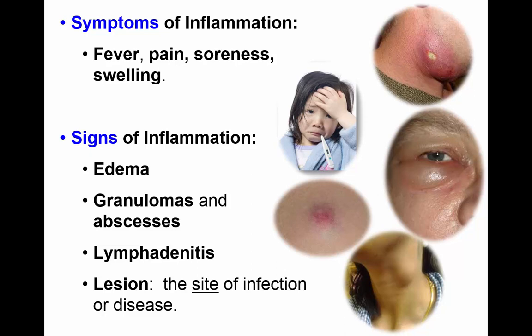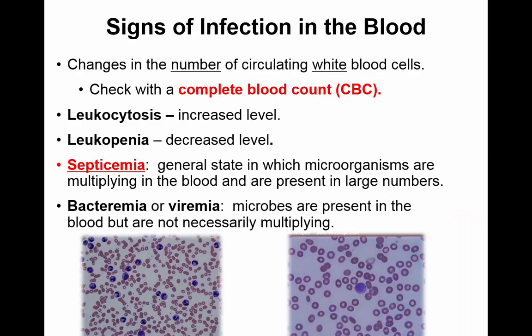Symptoms of inflammation would be fever, pain, soreness, and swelling. You know, I have a fever, I hurt, I'm sore, this is puffy. But the signs of inflammation would be edema and abscesses and lesions, where you have an infected place that you can see. As far as your blood goes, signs of infection, we see the terms leukocytosis and leukopenia. That has to do with your number of white blood cells.